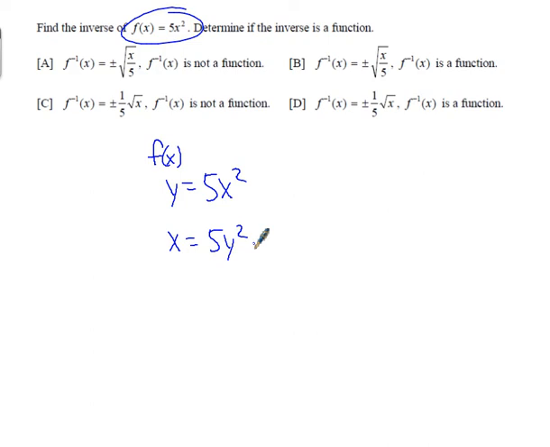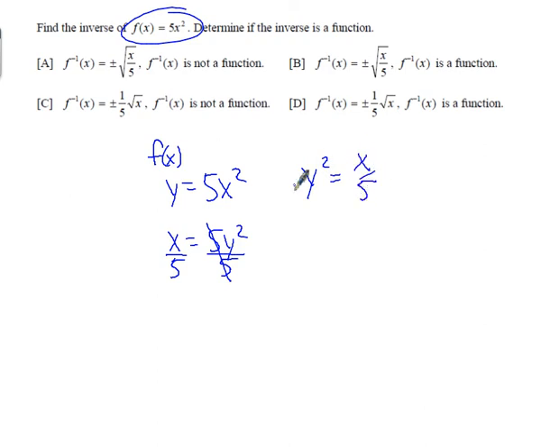And now we're going to solve for y. The first thing we're going to do here, we have to work order of operations backwards. Some people might want to say, oh, there's a square root. But wait a minute, let's get rid of this. We kind of have to work backwards on that order of operations. So we're going to divide both sides by 5. y squared is equal to x over 5.